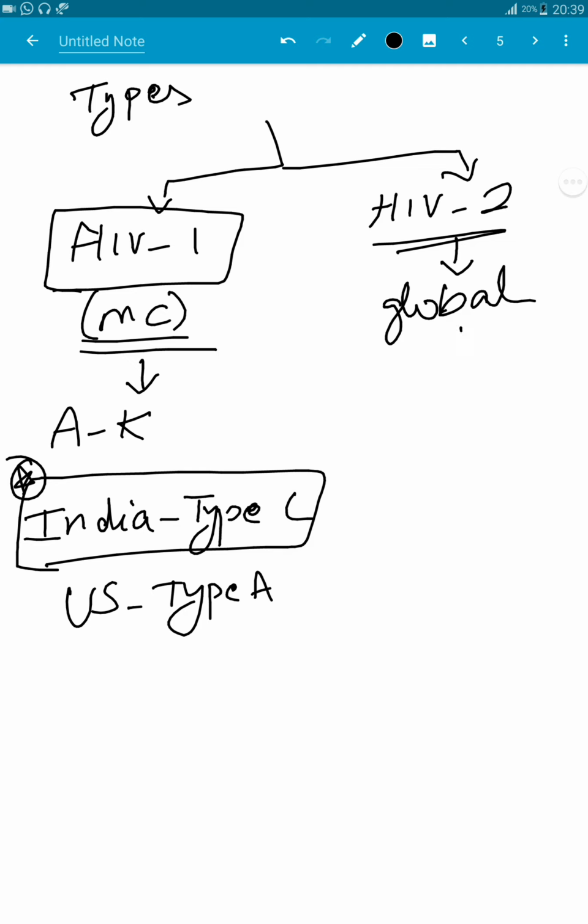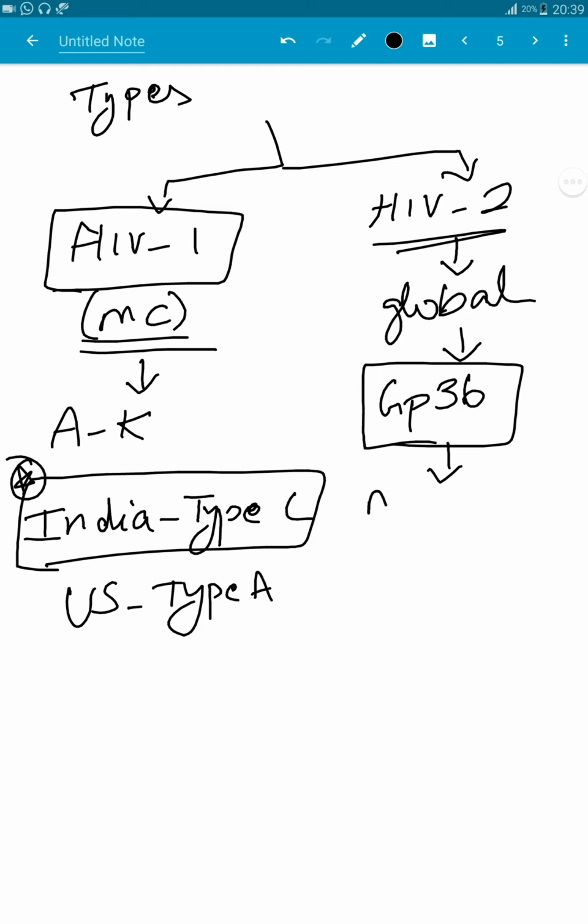And it has an extra GP36 protein. Because of this GP36, it is more resistant to drugs. So MCQs will be asked as: what is the most common type? HIV type 1, and in India type C is most common. And which is the most resistant type? HIV type 2 because of GP36.